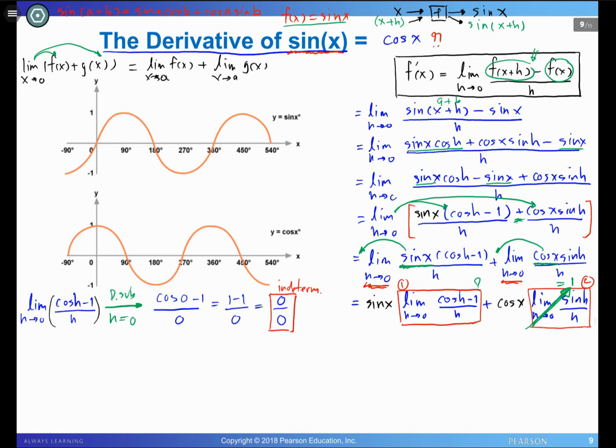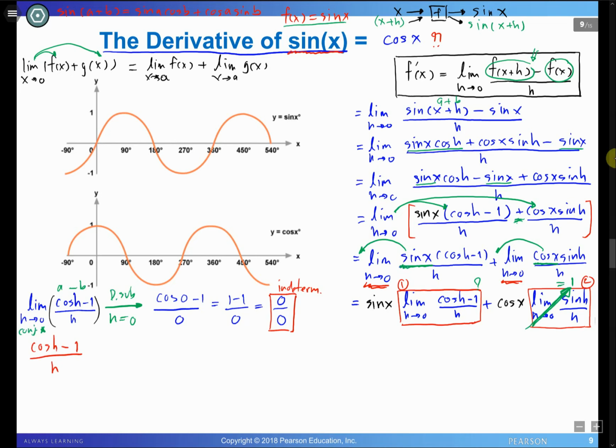I see this fraction, cosine of h minus 1 over h. I think I see a pattern here. I think I see a minus b. When I see this, I want to try conjugation. And let's work on this down here. Cosine of h minus 1, that is a minus b, divided by h. So let's apply conjugation.